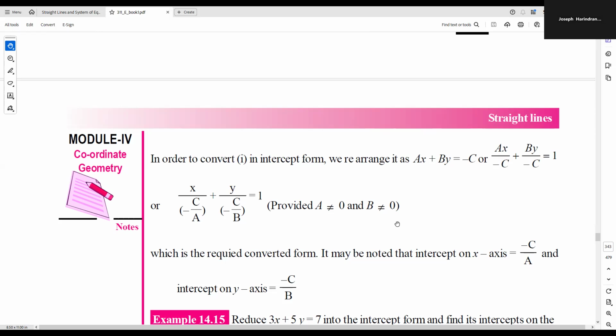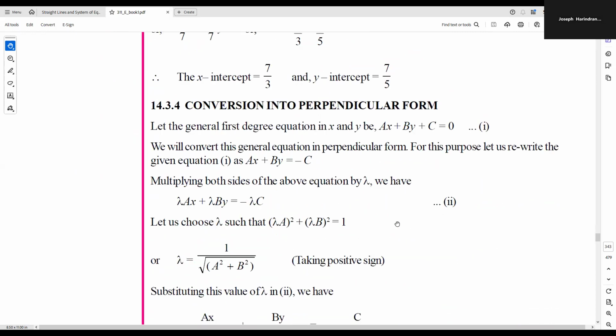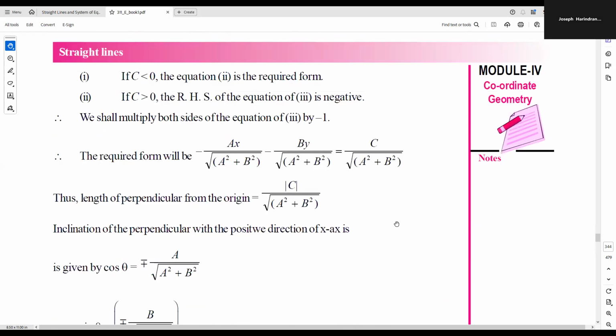Finally, we convert this to the perpendicular form or the normal form. It will be converted like this: cos theta is A by root of A squared plus B squared. And again, sin theta is B by root of A squared plus B squared. So this is B, sin theta, and it is y sin theta.